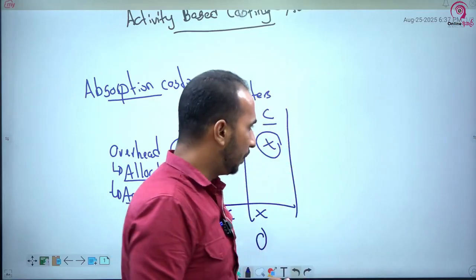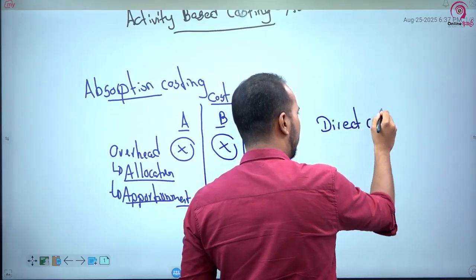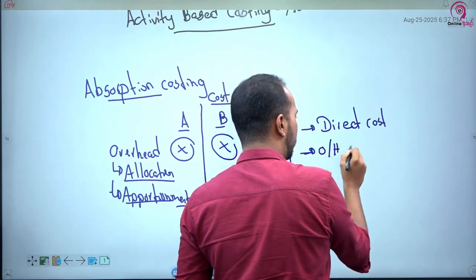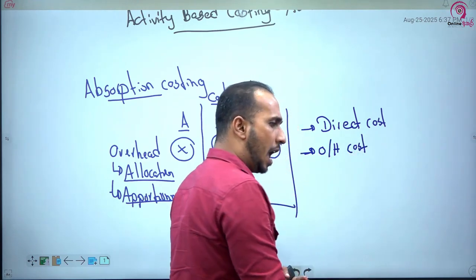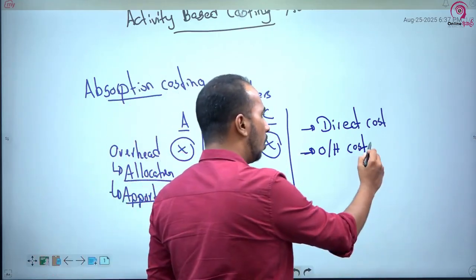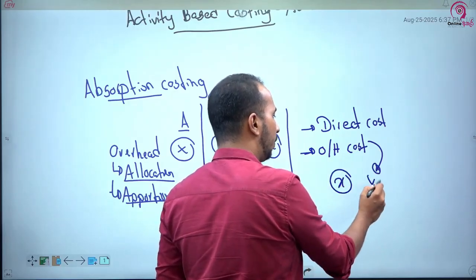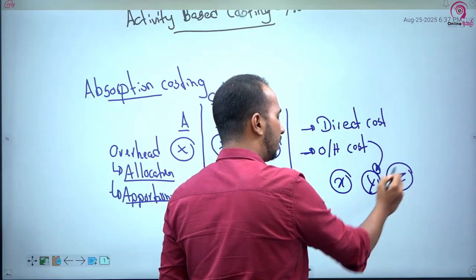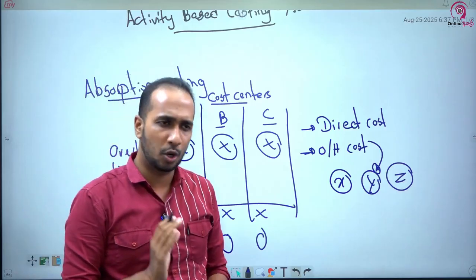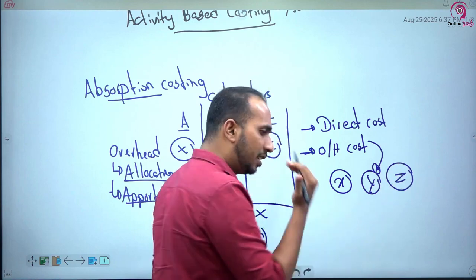The reason is that direct costs, maybe direct material and direct labor, can be directly traced. But overhead cost cannot be directly traced. As a result, we should have a proper way to allocate this overhead to our products. Say we have a product X, a product Y, and a product Z. Traditionally, we use absorption costing to allocate this overhead to these products X, Y, Z. But this has limitations.